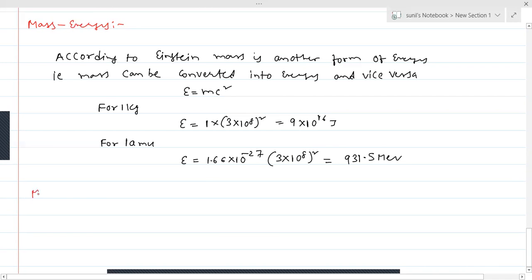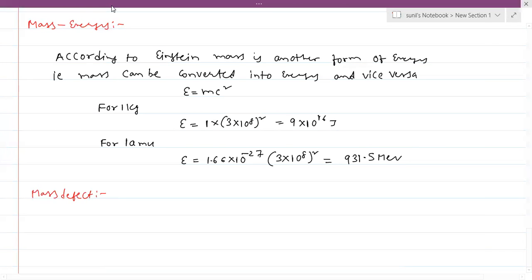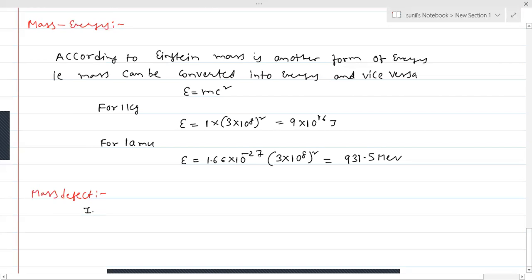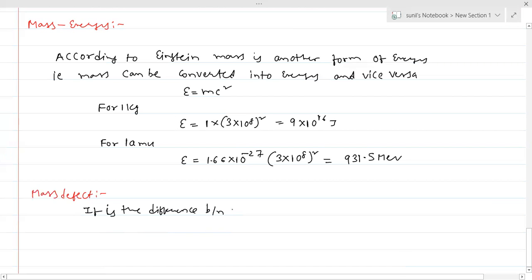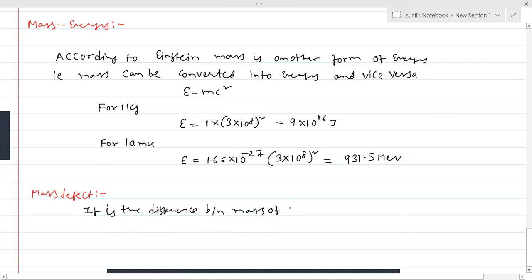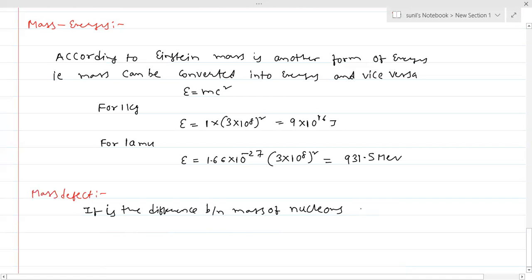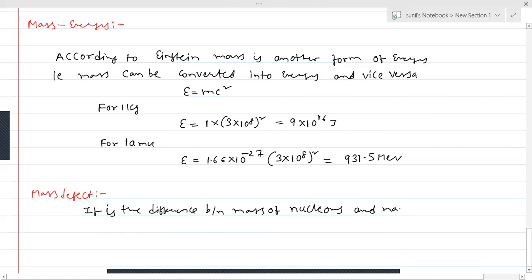And we have mass defect. So mass defect means it is the difference between the mass of nucleons and the mass of the nucleus. The mass of nucleons means the theoretical mass. Simply we will remember it as theoretical mass. We can symbolize the mass defect as delta M.